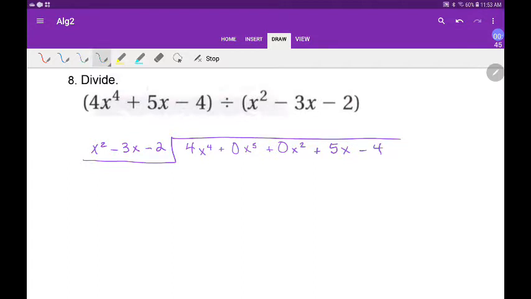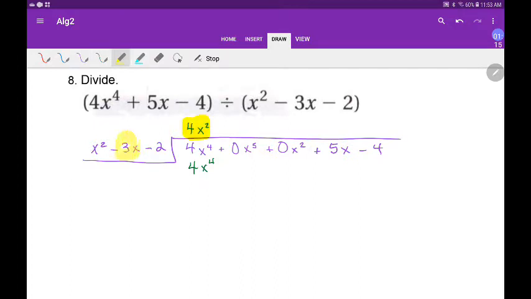Okay, so let's see here. We need to make this x squared into this 4x to the fourth. And the way we're going to do that is by using 4, because we need a 4. And x squared times x squared is x to the fourth. So I'm going to multiply this times this, and I'm going to get 4x to the fourth. It should be the same thing. If it isn't, then I have a problem.